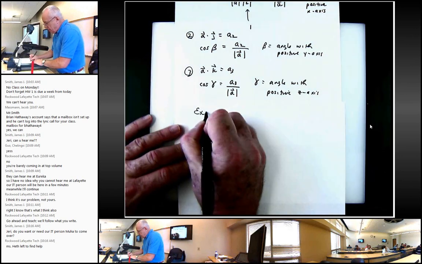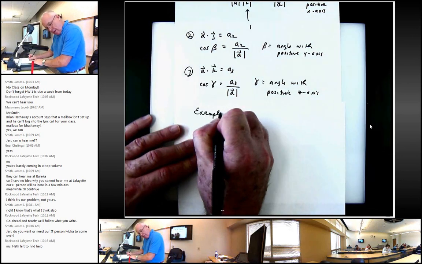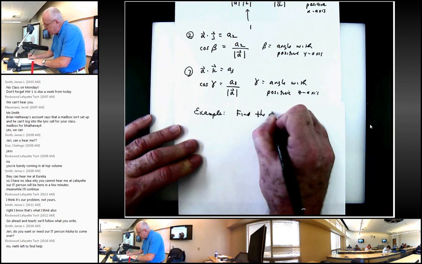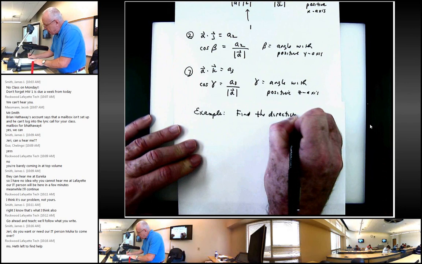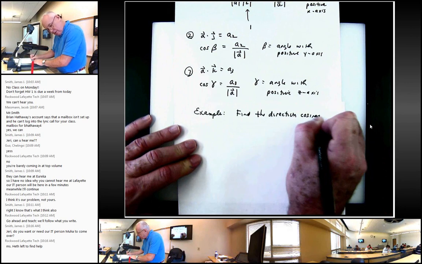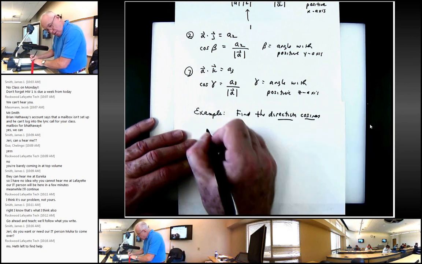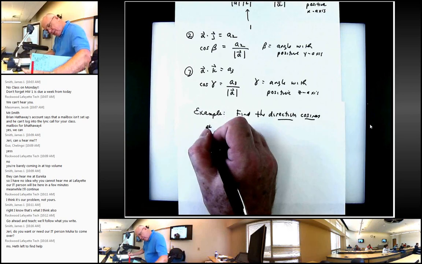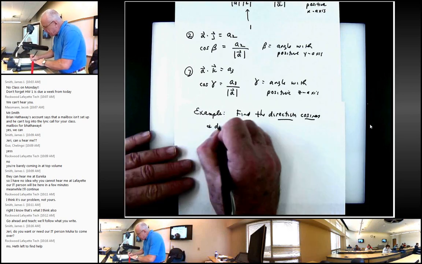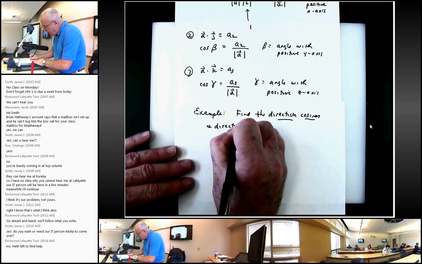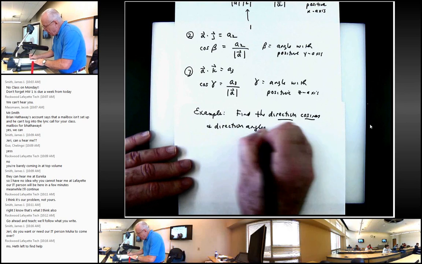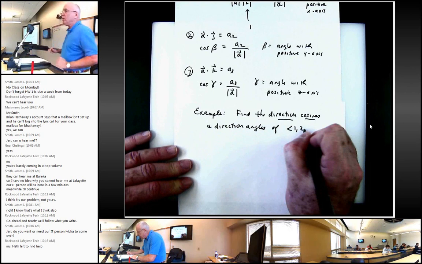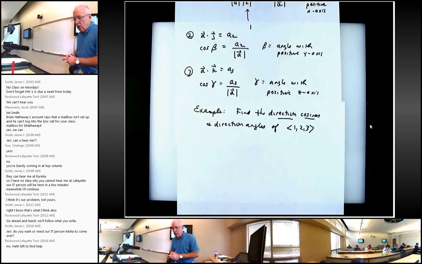Example, let's just keep it at find the direction cosine. Okay, I think I figured out the angles too, didn't I? Yeah. And direction angles of the following vector: 1, 2, 3. Okay, that's our vector.